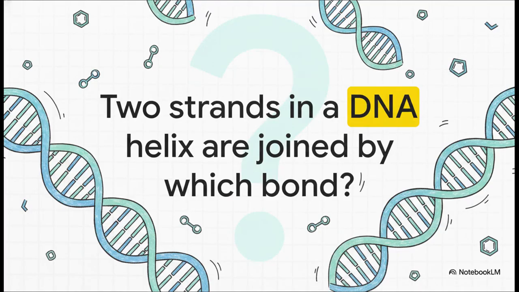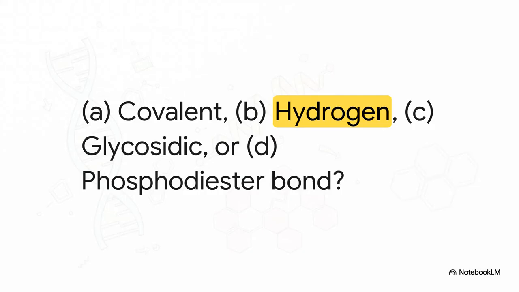Before we wrap up, let's put your focus to the test. Here is a quick pop quiz adapted directly from Chapter 3's review questions. We know the backbone of a single DNA strand is held together by phosphodiester bonds, but how do the 2 separate strands in a DNA double helix actually connect to each other, right in the middle? Is it A, a covalent bond, B, a hydrogen bond, C, a glycosidic bond, or D, a phosphodiester bond? Think back to our discussion on secondary structures and folding. I'm going to leave you with that provocative question to chew on. Finding the answer will absolutely solidify your understanding of how biology maintains its incredible, complex architecture.